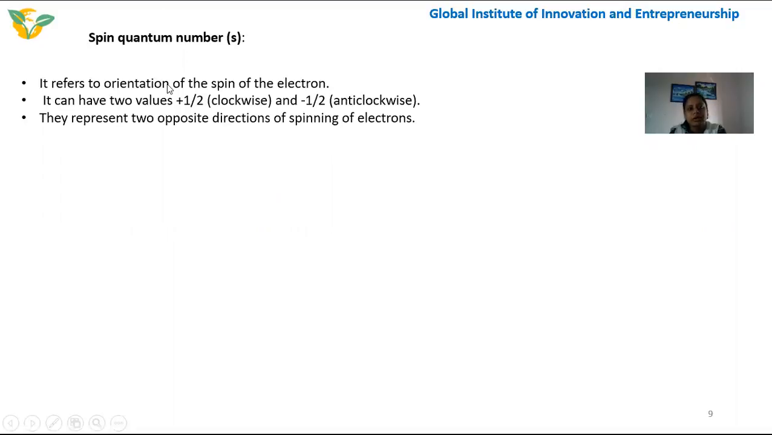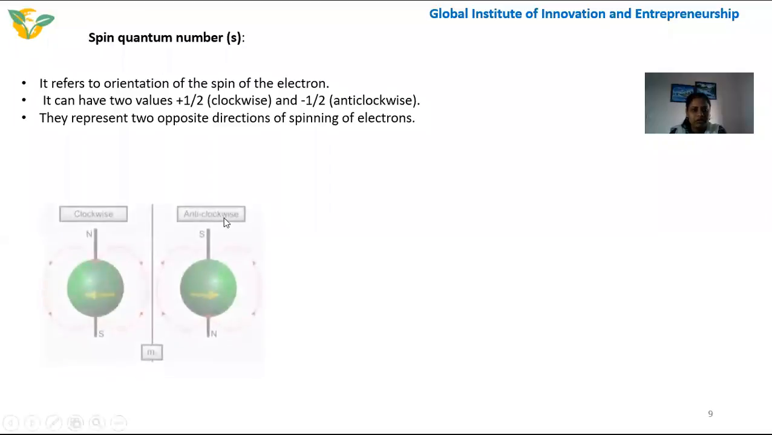It refers to the orientation of the spin of the electron. One is clockwise and another is anti-clockwise. The clockwise rotation is given by a spin up arrow, and the anti-clockwise rotation is given by a spin down arrow. The spin value is plus half for clockwise rotation, and for anti-clockwise rotation the spin value is minus half, and they represent two opposite directions of spinning of the electron.